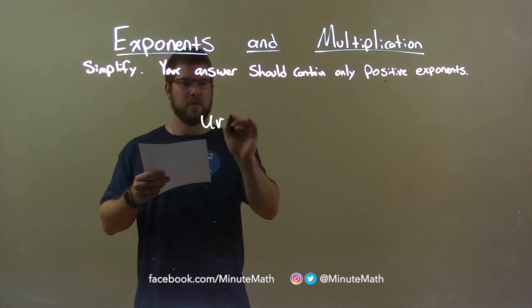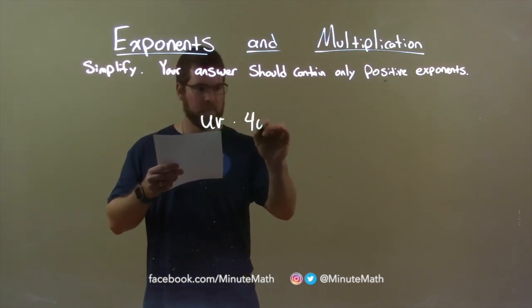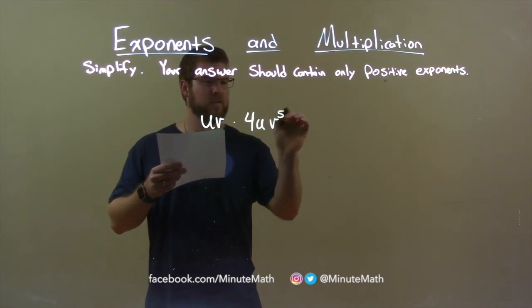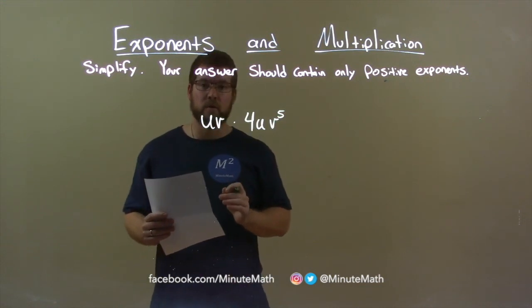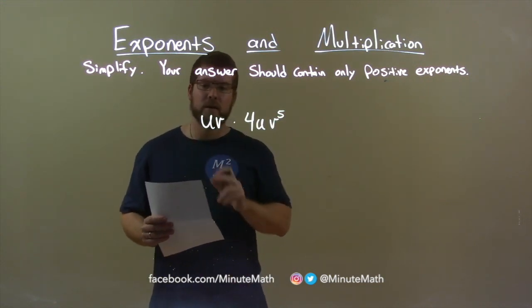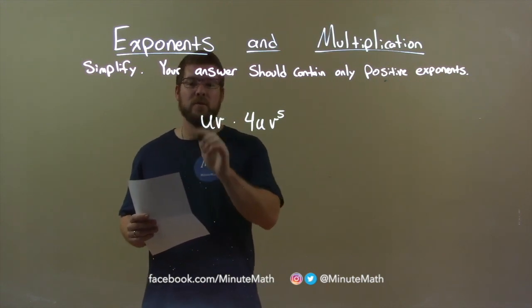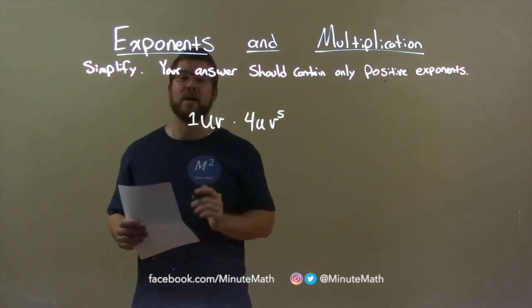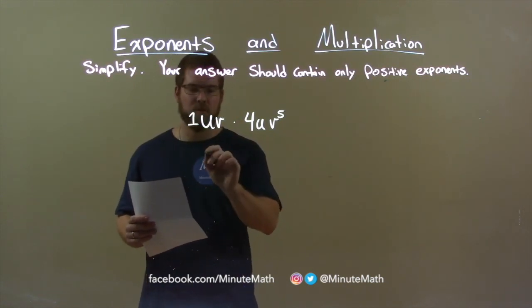U times v multiplied by 4u v to the fifth power. First thing with this is I look at the coefficients. Now, I see a 4 here, but there's nothing written for the first term. When there's nothing written, we know there's an imaginary 1 out in front. Okay? So 1 times 4 is just 4.